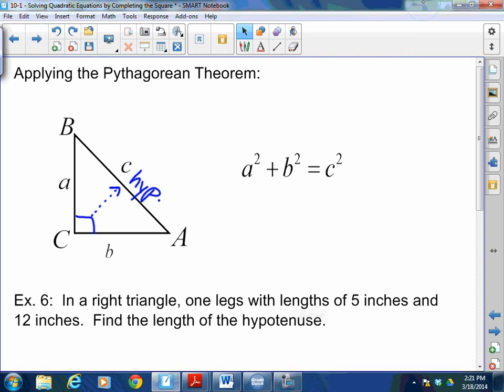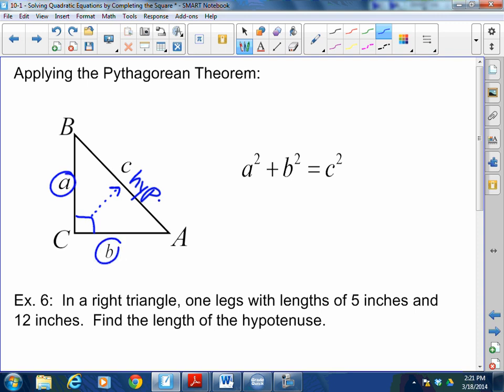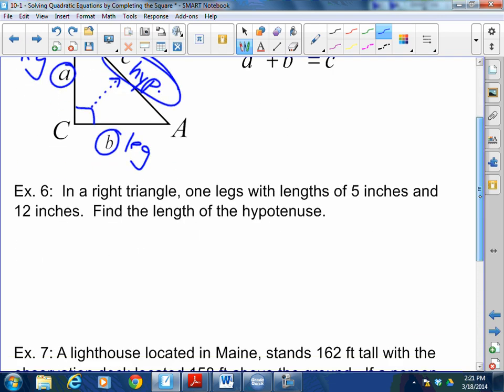Okay, so the side across the 90 is always, 100% of the time, the C value. That's your hypotenuse. And then these guys are known as your legs. It doesn't matter who you call A or who you call B. What really matters, though, is the C. The C is the hypotenuse, and only the hypotenuse, always 100%. How does it work? Very simply.